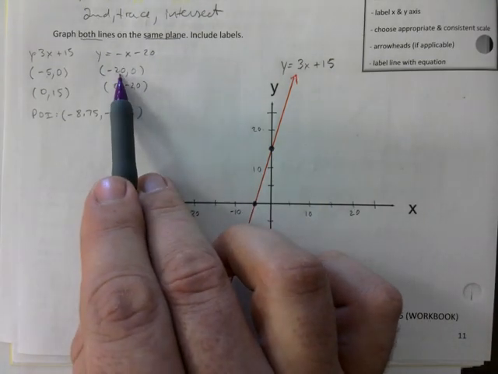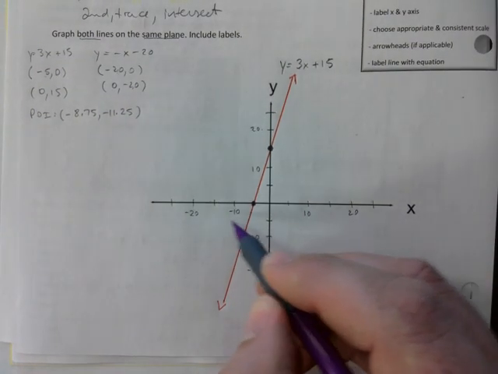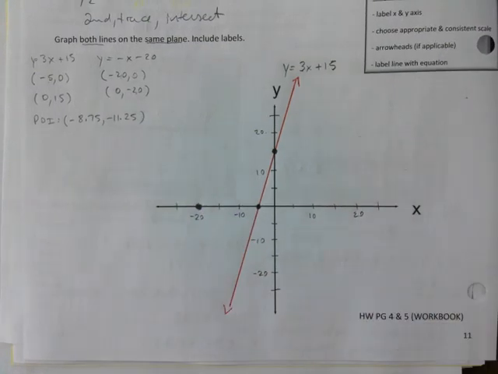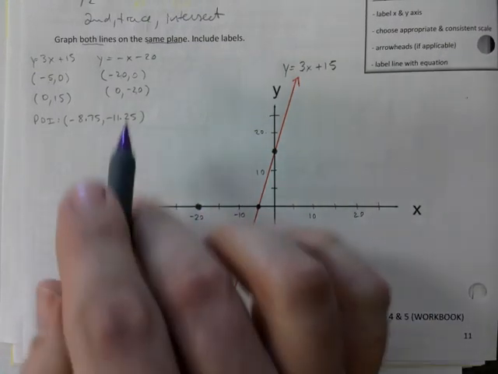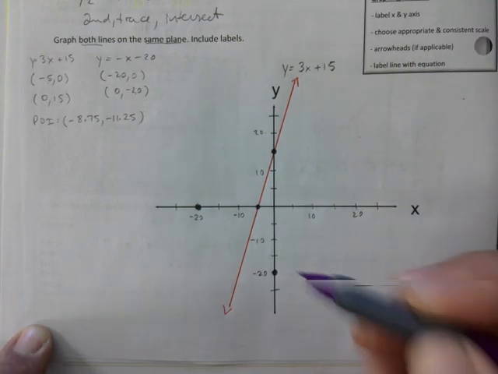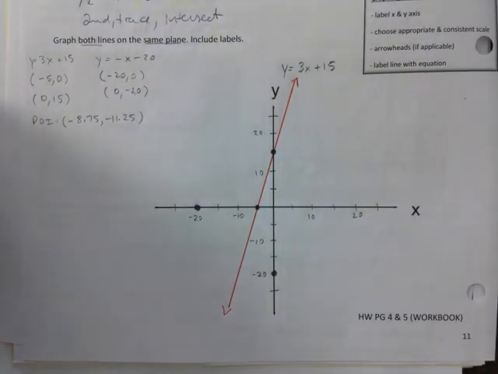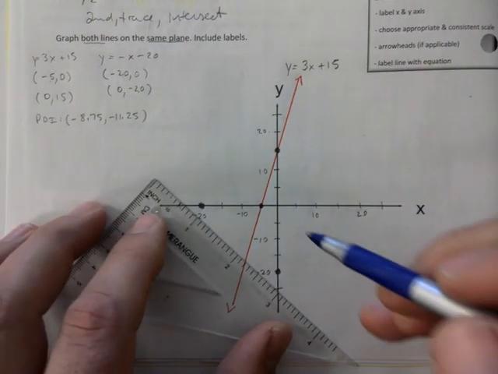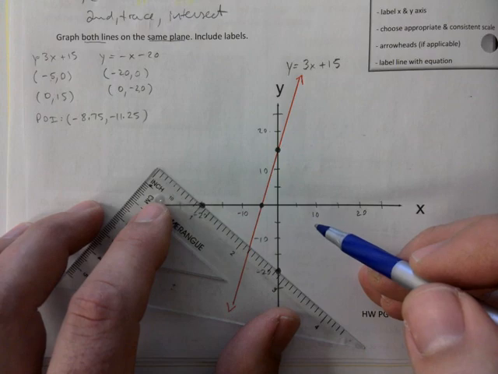Next, negative 20, 0 is right here. Negative 20 right here. Big dot. And 0, negative 20, which is way down here. I'm going to use a blue pen for that. Again, it doesn't matter. I just like to make it stand out a bit.